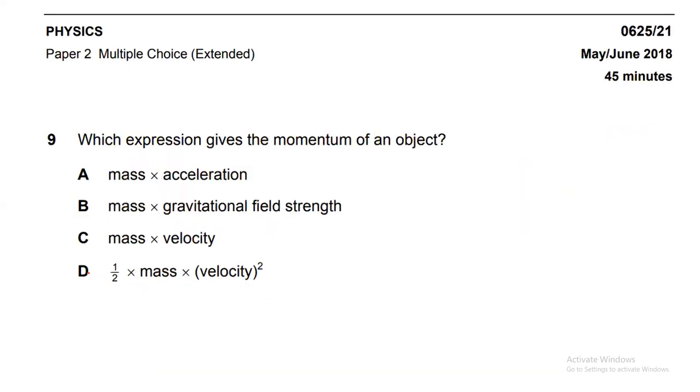Okay. So we have May, June 2018 paper 1. Question number 9. Which expression gives the momentum of an object? You see, it's a very straightforward, simple question. The momentum of an object is mass multiplied by velocity. Mass is taken in kg normally, velocity is taken in meter per second. So we think question number 9, C is the right option. Momentum is equals to mass multiplied by velocity. Question number 9, C is the option.